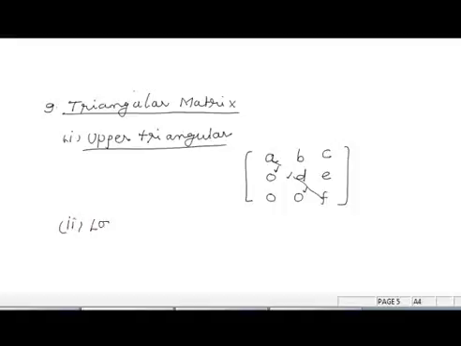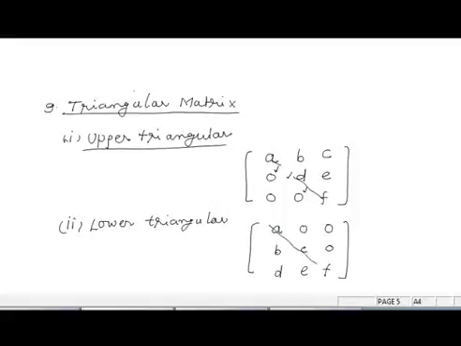Similarly, lower triangular matrix. The matrix in which elements above the diagonals are 0. A, 0, 0, B, C, 0, D, E, F. So in this case, elements above the diagonals are 0 and it is called the lower triangular matrix.